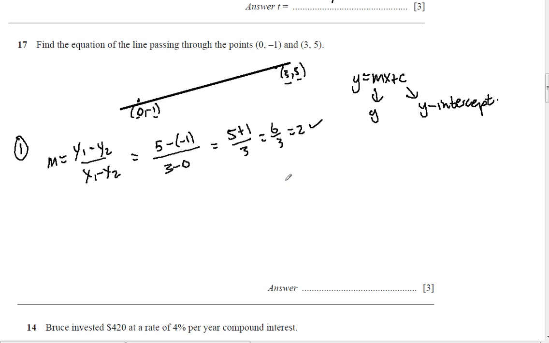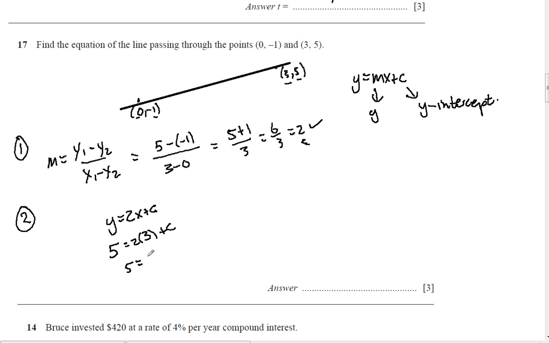Which gives us 2. The second step is to find out c. So we know m is 2, so y = 2x + c is what we have at the moment. To find out what c is, we take one of these two points, substitute it into this equation, and solve for c. So let's take (3, 5). When y is 5, x is 3.